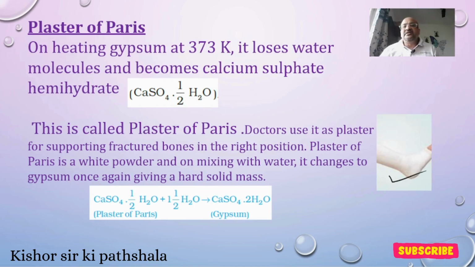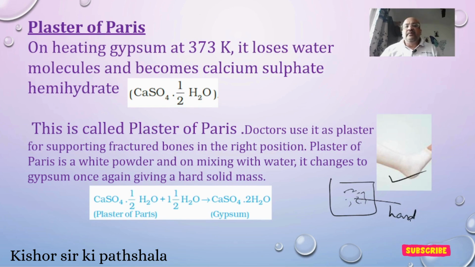Plaster of Paris is a white colored powder. When you mix water into it, it changes into a hard substance, and that hard substance is gypsum, CaSO4·2H2O. It converts into gypsum.